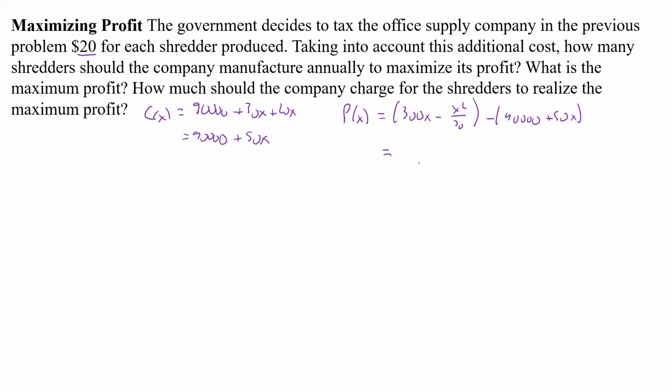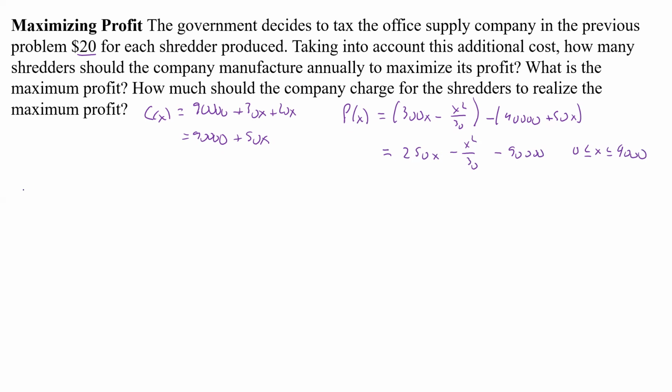300 minus 50, so that's going to be 250x. And then we still have minus x squared over 30, and we still have 90,000, and we still have x is between 0 and 9,000.